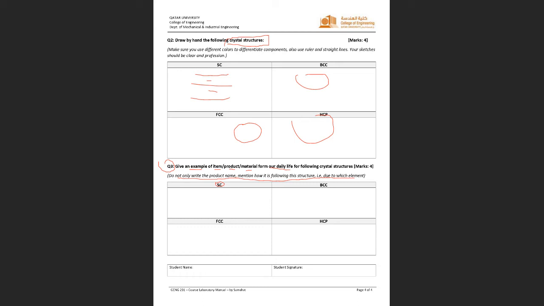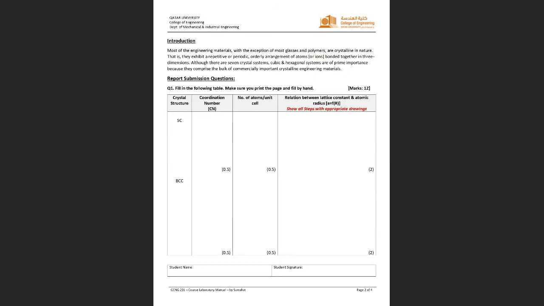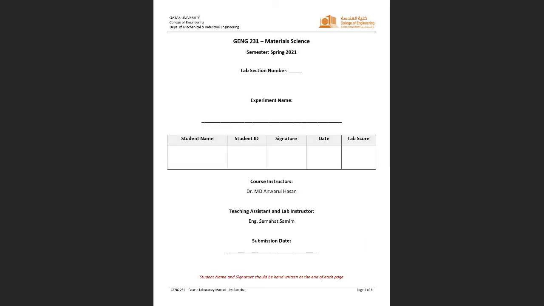And that's it, guys. It's all drawing and some sketching and calculation. So remember one thing, in question number 2, you will draw the whole crystal structure, but in question number 1, you will draw the unit cell, because you need the unit cell to find the A and R relationships.